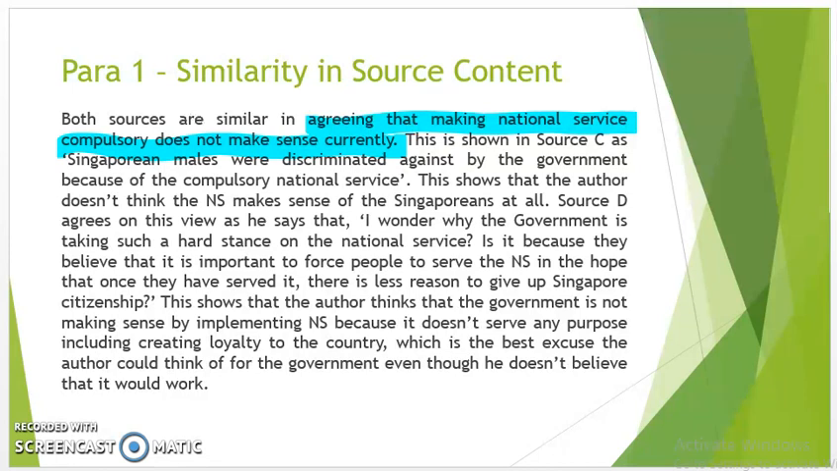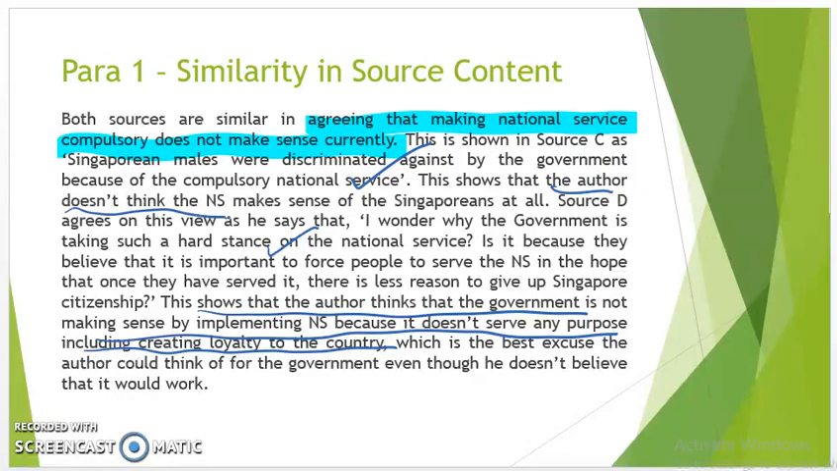So what do we do after that? Give the evidence. Source D says, I wonder why the government is taking such a hard stance on national service. So I give my evidences. This shows that the author thinks the government is not making sense by implementing NS because it doesn't serve a purpose, including creating loyalty for the country. So both sources think that way. Whereas for source C, it shows that the author does not think NS makes sense for Singaporeans at all. That means it's not helping Singaporeans. So there is a similarity here.